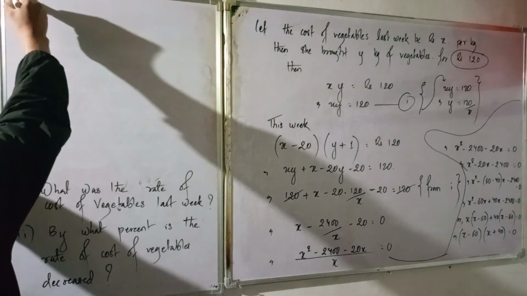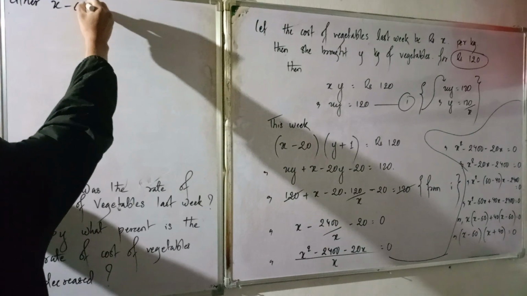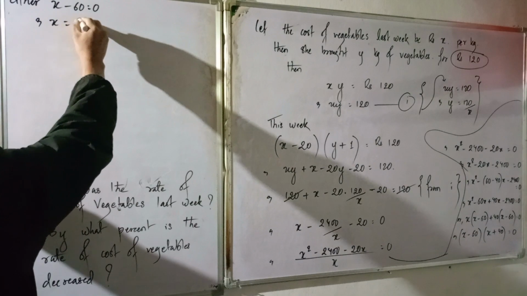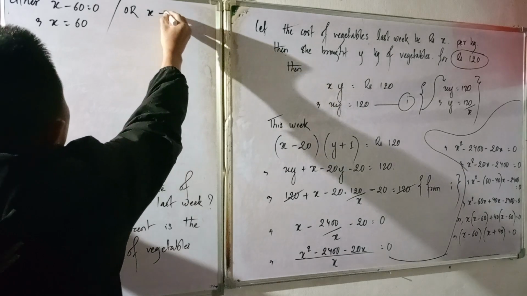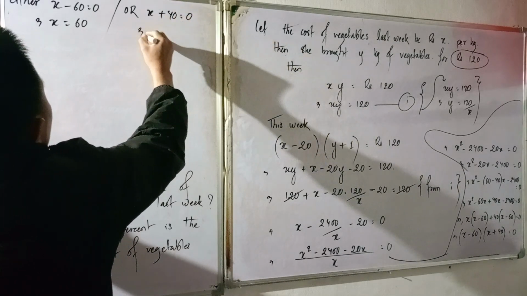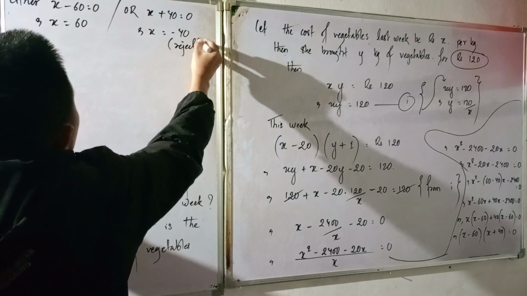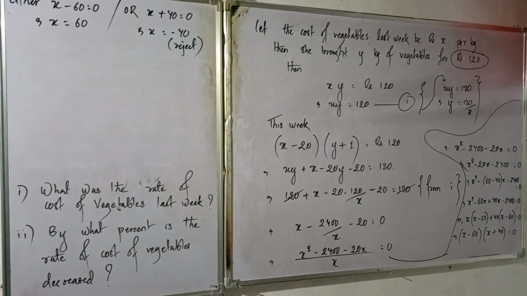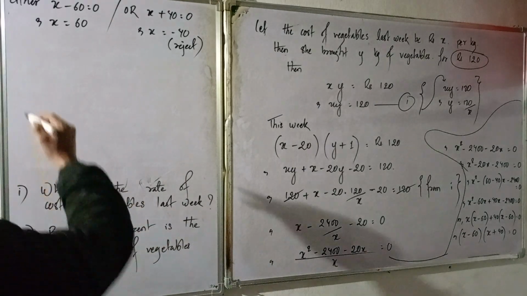Now either x minus 60 equals to 0, or x equals to 60, or x plus 40 equals to 0, or x equals to minus 40. You just reject this value because it is in minus sign. So x represents the cost of vegetables per kg. So what was the rate of the cost of vegetables last week?